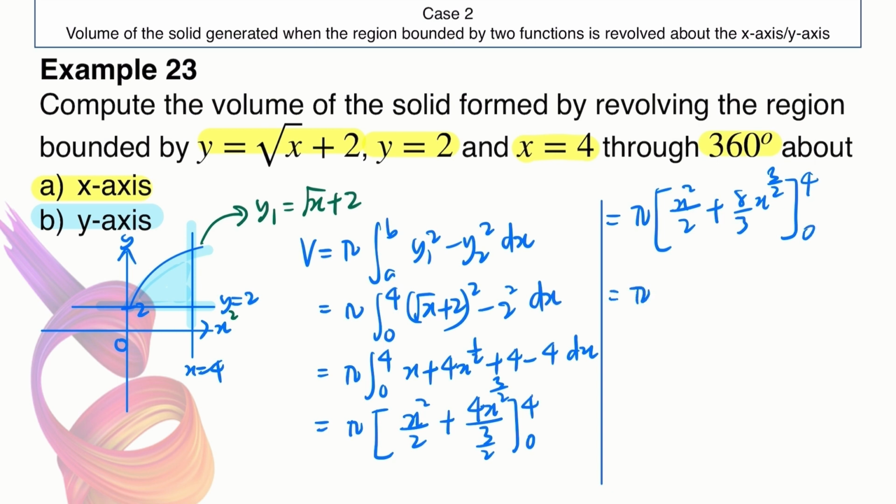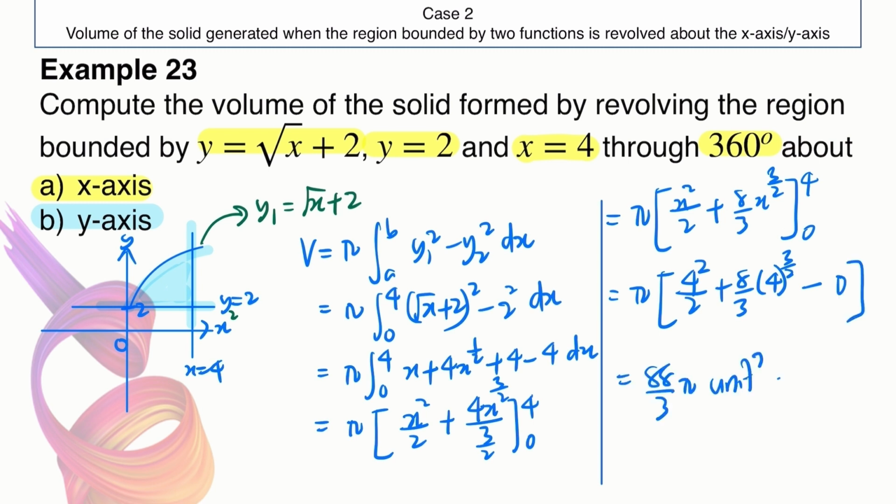And then we substitute values 4 and 0, minus, when we substitute 0 here and here, we get 0. And let's find out the answer. So you will get 88 over 3 pi unit cube.